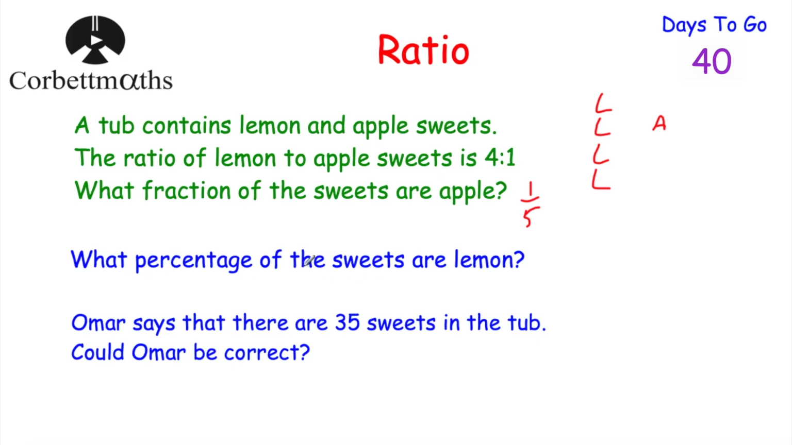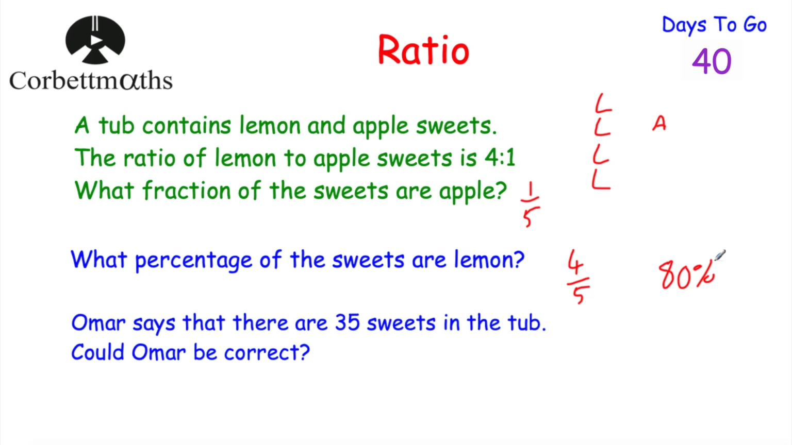Okay, next we're asked what percentage of the sweets are lemon. Well, we know that 1/5 of them are apple. That means the rest of them, 4/5, is lemon. We just need to change our 4/5 to a percentage. Well, 1/5 is equal to 20%, so 4/5 would be equal to 80%. So 80% of the sweets are lemon. And to convert a fraction to a percentage, you could do 4 divided by 5, which is equal to 0.8.